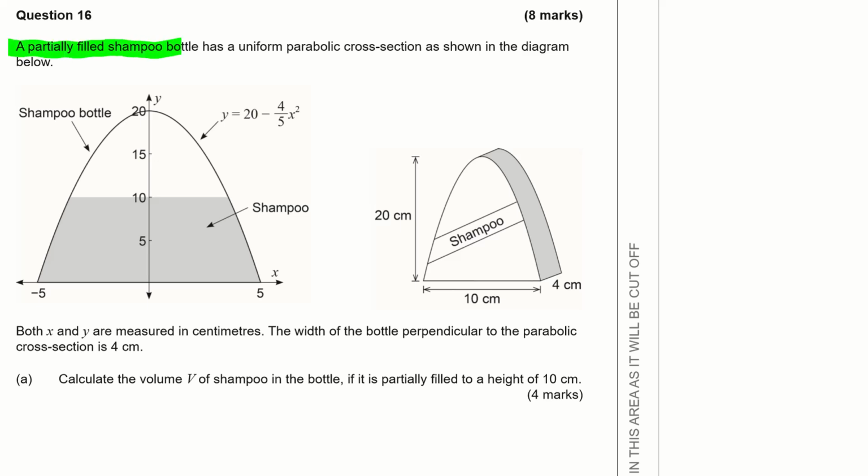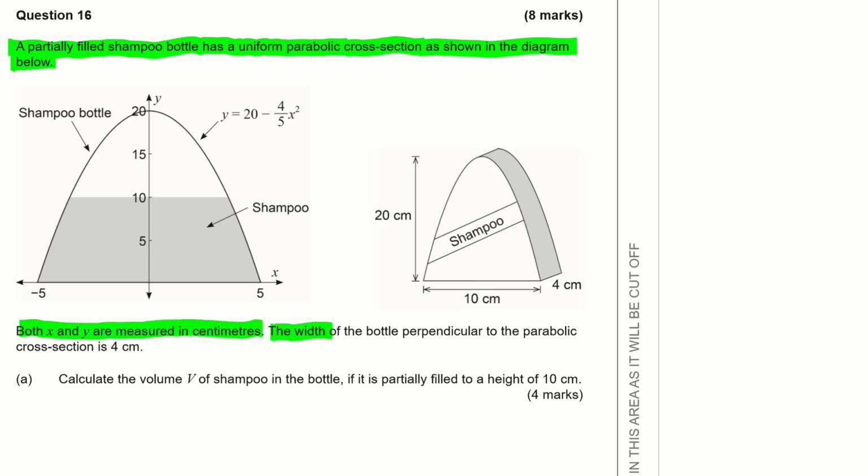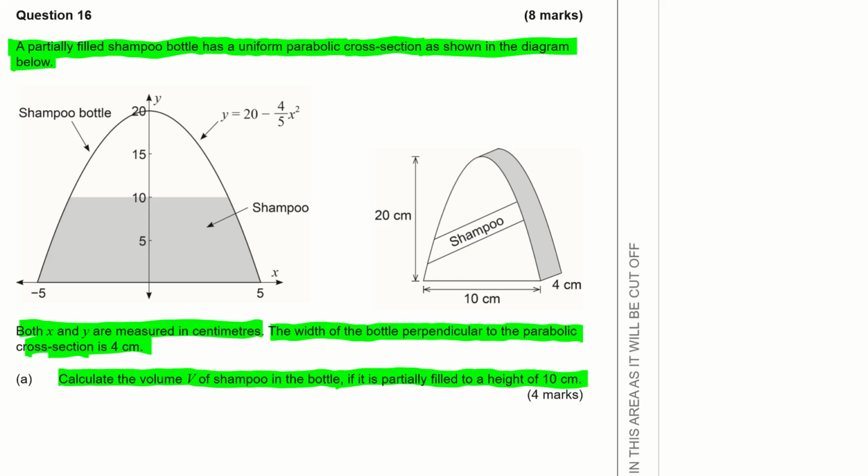A partially filled shampoo bottle has a uniform parabolic cross-section as shown in the diagram below. Both x and y are measured in centimetres. The width of the bottle perpendicular to the parabolic cross-section is 4 centimetres. Calculate the volume V of shampoo in the bottle if it is partially filled to a height of 10 centimetres.